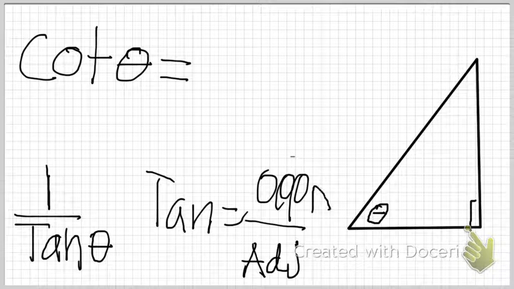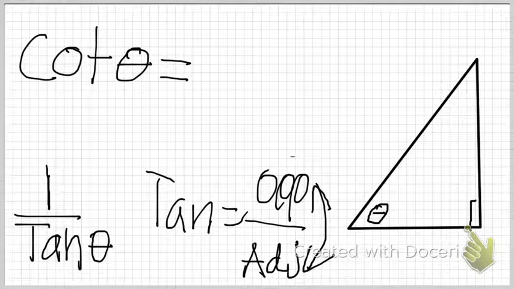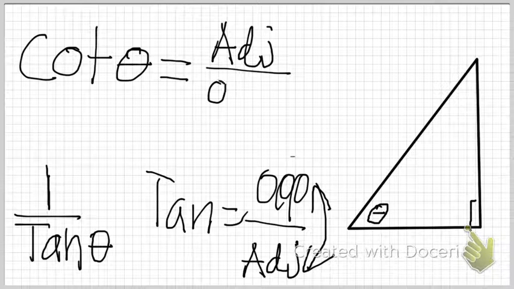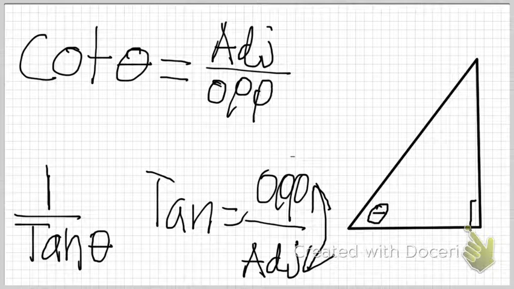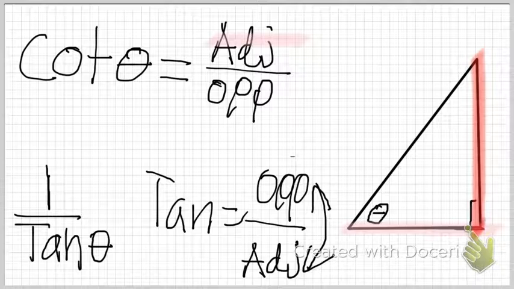So you flip this fraction. So you flip numerator and denominator. And it will be adjacent over opposite. So adjacent is the color in light pink. And the opposite is the one that's in the red. Here.